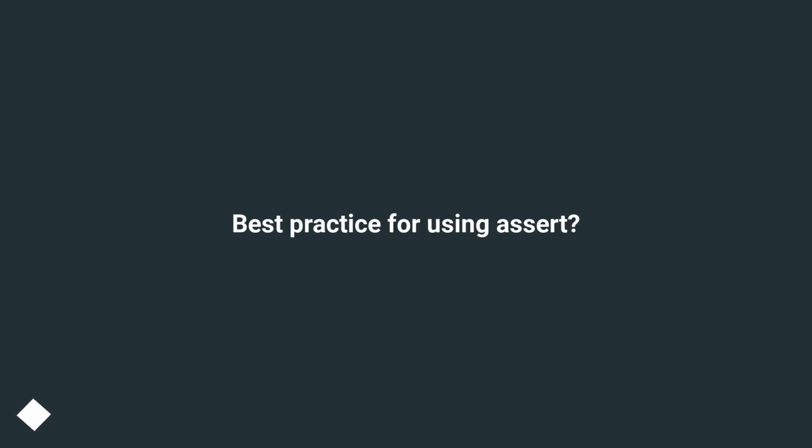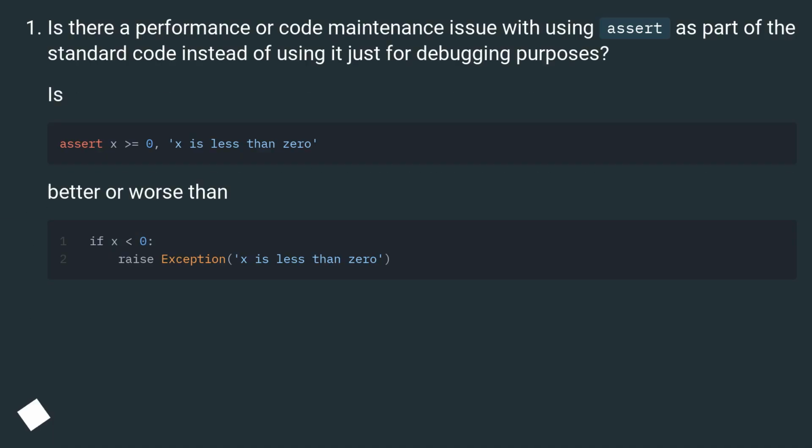Best practice for using assert? Is there a performance or code maintenance issue with using assert as part of the standard code instead of using it just for debugging purposes? Is this better or worse than raising an exception?